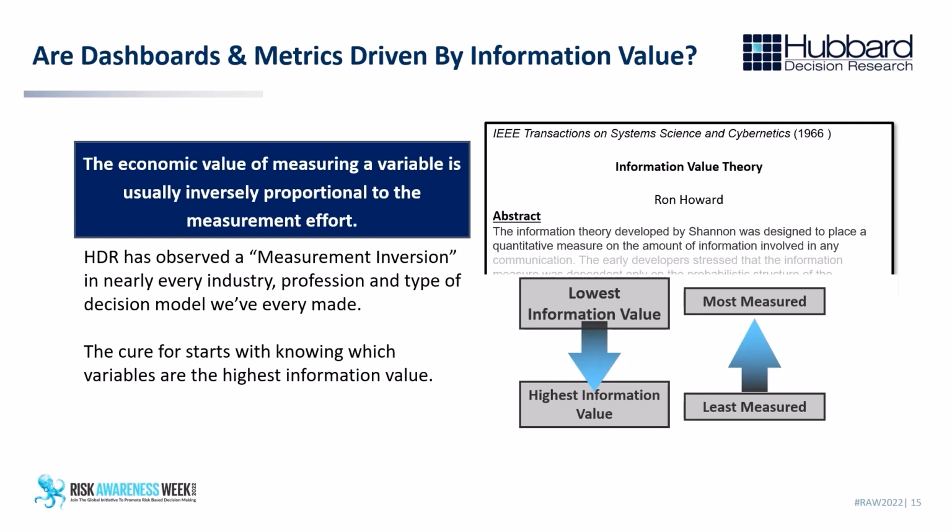I call this the measurement inversion because it's popped up in every industry we've ever looked in. There seems to be a systematic preference for measuring things which are lower information value than other things. This measurement inversion, it's been observed since I started doing this at least 20 years ago. I don't know how it doesn't affect the GDP. But it is the basis that you could use for determining what should even go on a dashboard in the first place.